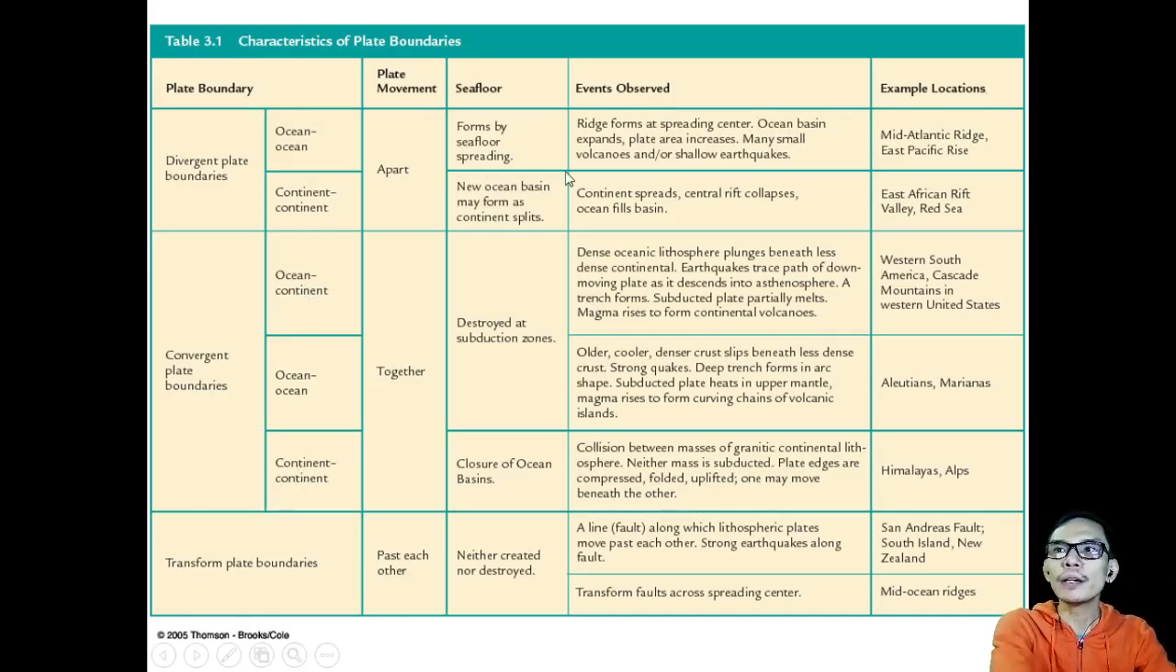As you can see here, the plate movement is apart when there is a divergent boundary. The movement is together when there is a convergent boundary. And the movement is sliding past each other when the plate boundary is a transform plate boundary. So these are some examples or the locations where you can find these plate boundaries that we have discussed earlier.